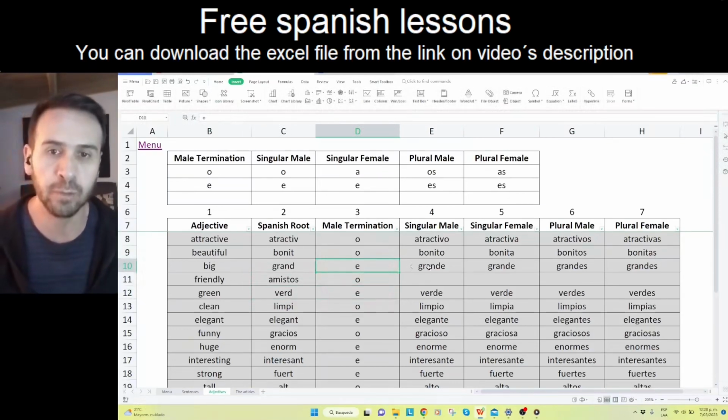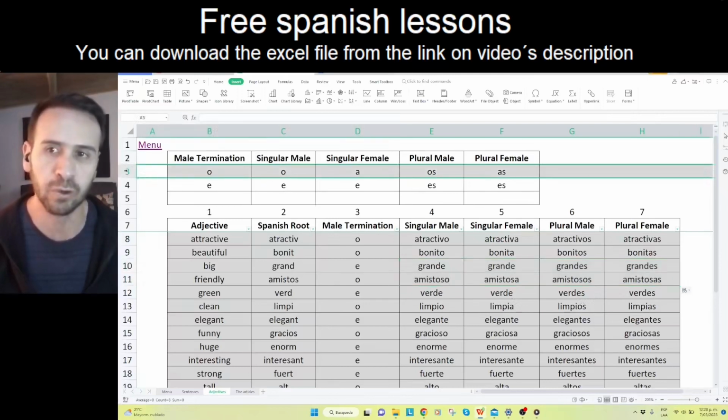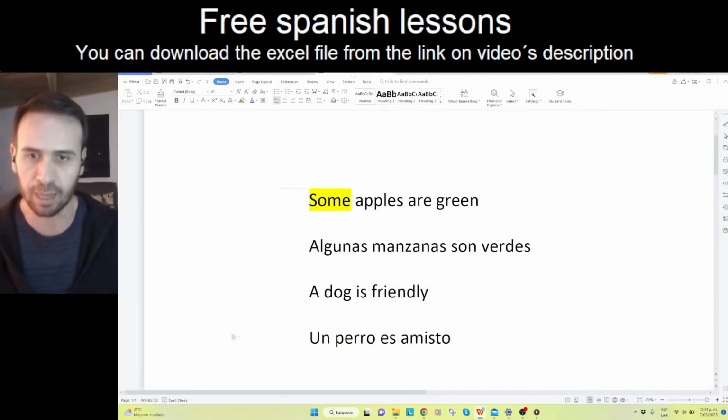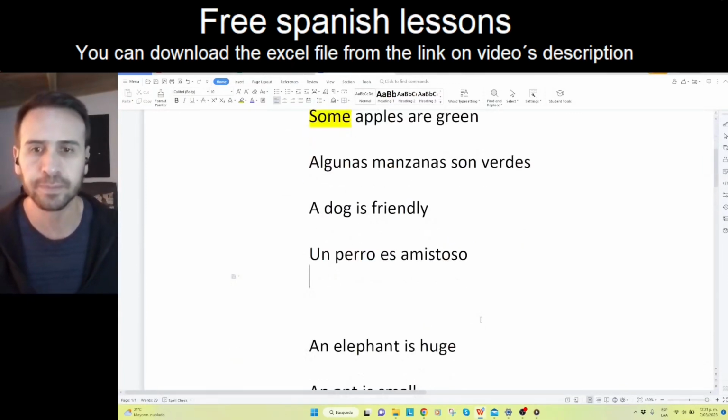When you drag the formula down, you will get these terminations O, A, OS, AS. That corresponds to this rule. When the male termination is O, you add O for male, A for female, singular, OS for male, AS for female, plural. So let's go back here and put amistoso. A dog is friendly, un perro es amistoso.